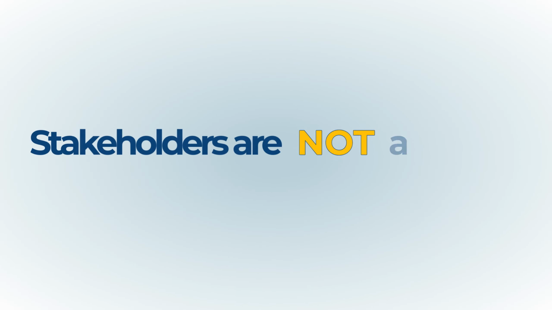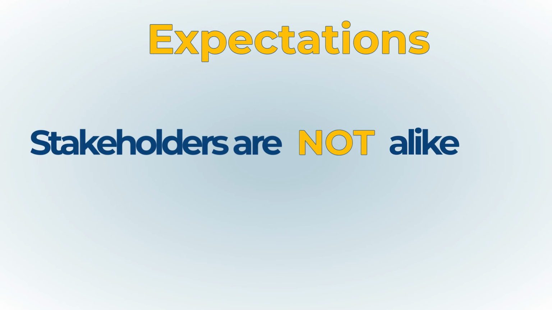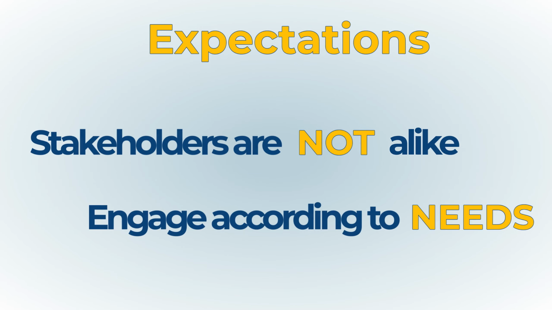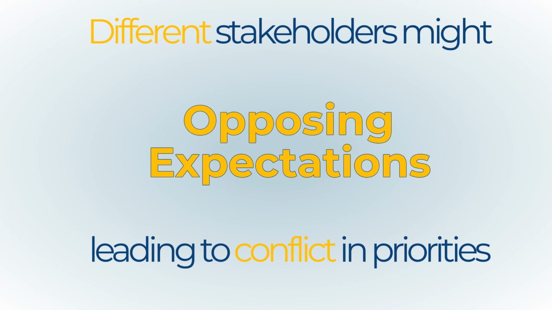Not all stakeholders are alike. They have different expectations and needs. One must engage every stakeholder uniquely according to his needs, or else the stakeholder might feel left out. Remember that different stakeholders often have opposing expectations that might create conflicts within the project. That's why, as you will see, the next step after we finish analysis would be to prioritize the stakeholders.